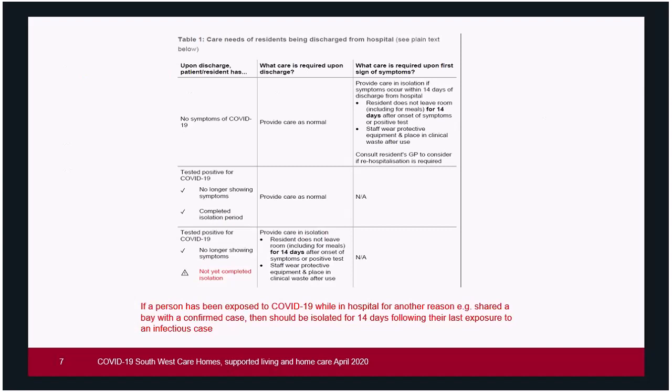If they tested positive for COVID-19 and no longer have symptoms, but they've not yet finished their isolation, then they will need to continue to be isolated for 14 days after the onset of symptoms or positive test. In addition, if a person has been exposed to COVID-19 while in hospital for another reason, so they might have been in a shared bay with a confirmed case, then they too should be isolated for 14 days following their last exposure and monitored for symptoms. Just to note that hospitals may isolate patients for 7 days, but in the care home setting, the guidance recommends that you isolate them for 14 days from their onset of symptoms.